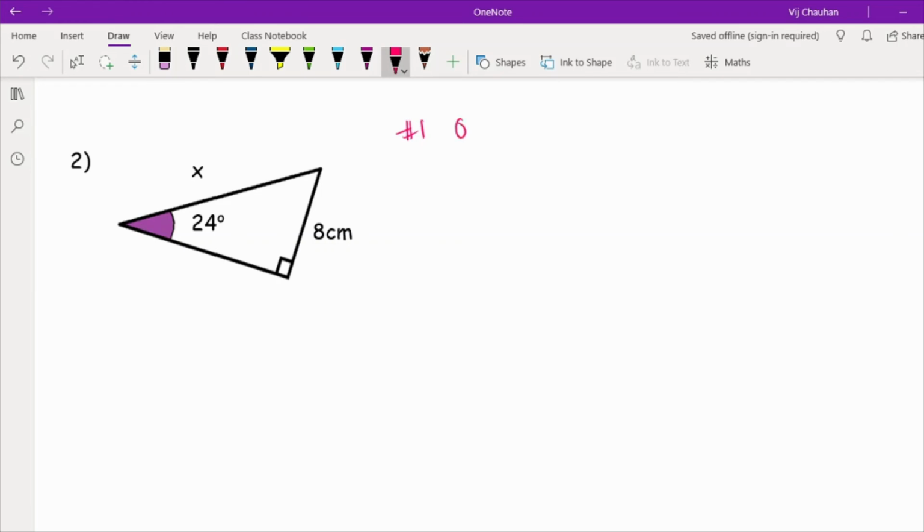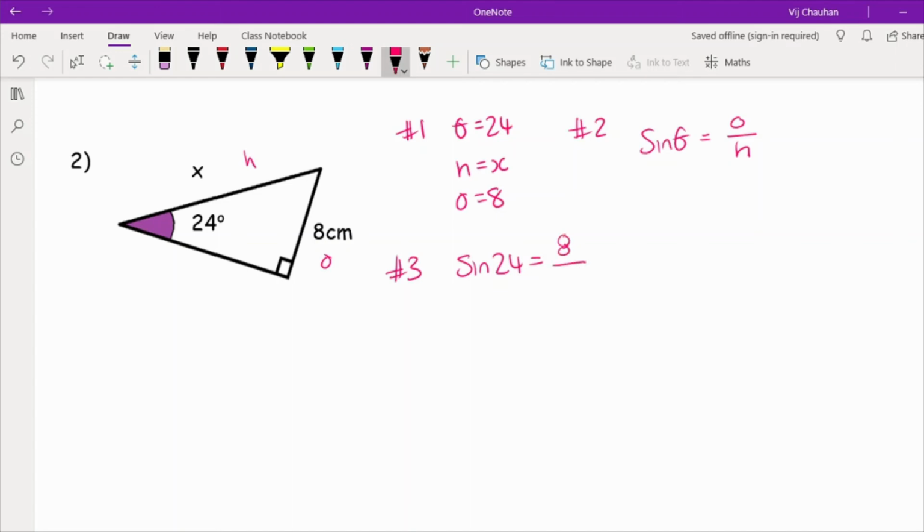So here I've got theta equals 24, my hypotenuse equals x, and my opposite equals 8. So step 2 then, the trig ratio I need to use is sine theta equals O over h. So looking at step 3, here I've got sine 24 equals 8 over x.